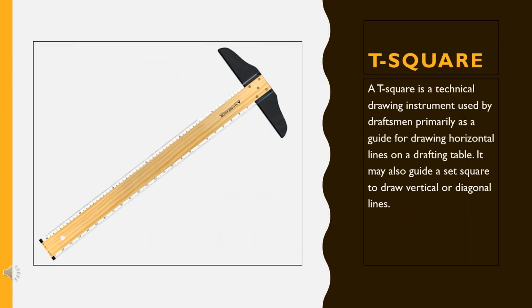T-square. A T-square is a technical drawing instrument used by draftsmen primarily as a guide for drafting horizontal lines on a drafting table. It may also guide a set square to draw vertical or diagonal lines.